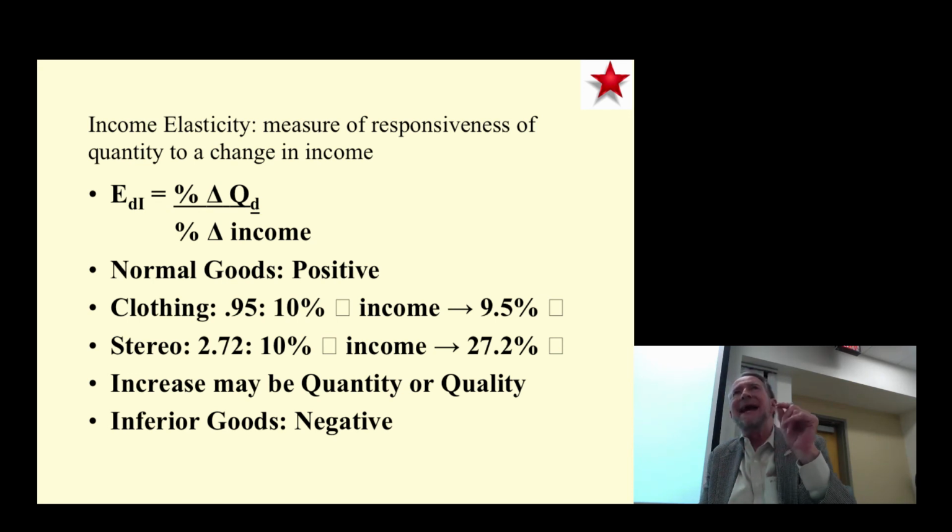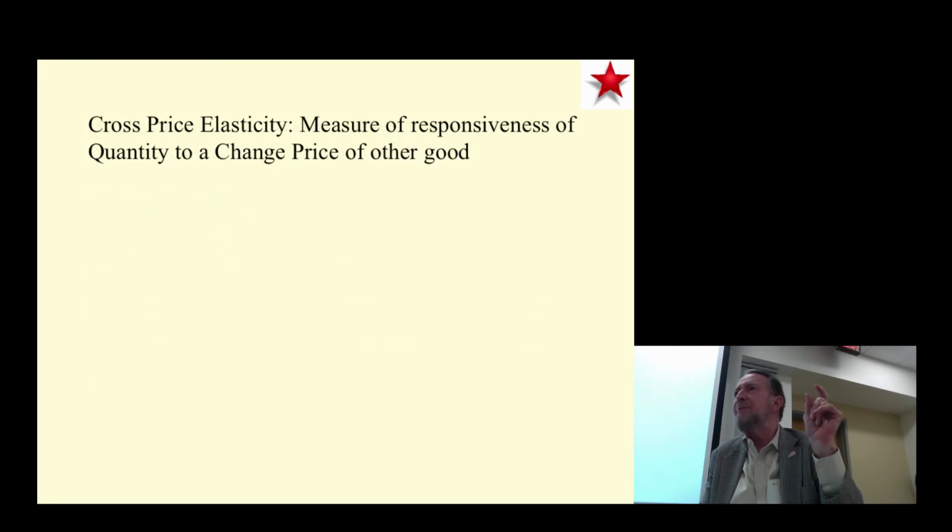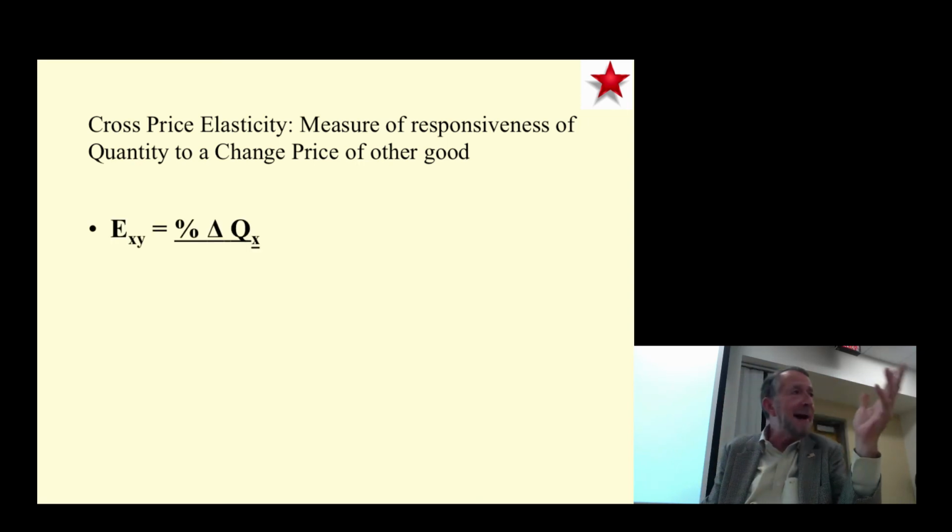Firms are interested in how sensitive are my sales to changes in my competitors' prices or changes in complementary prices. And so here I want to look at the cross-price elasticity, meaning the percentage change in the quantity of my goods sold in response to the percentage change in the price of some other good. And it could be a complement or a substitute. The closer the complement, the bigger that ratio would be.